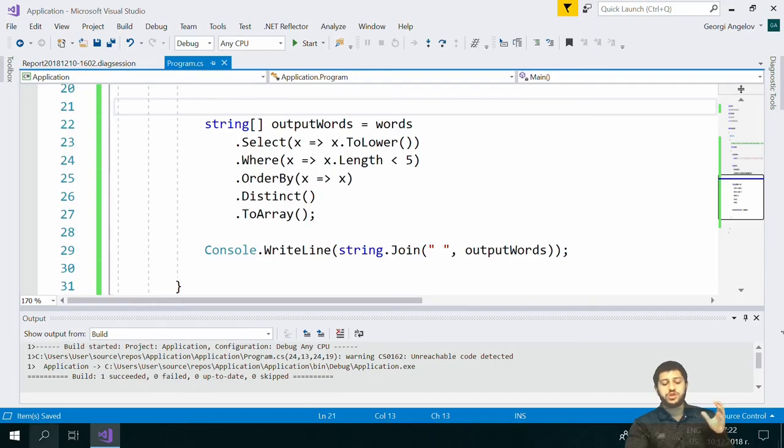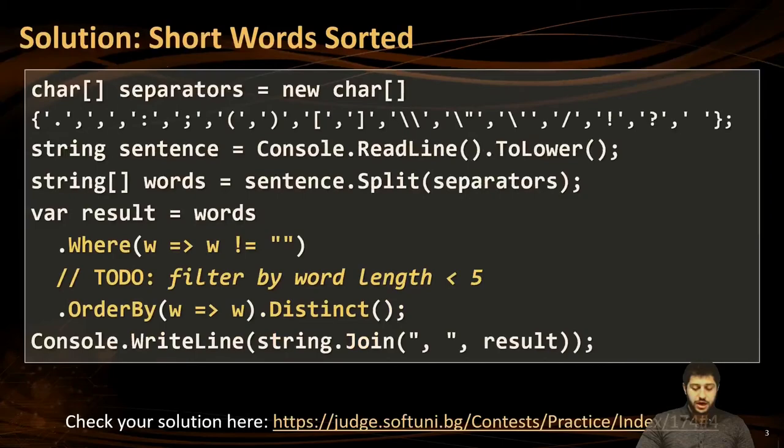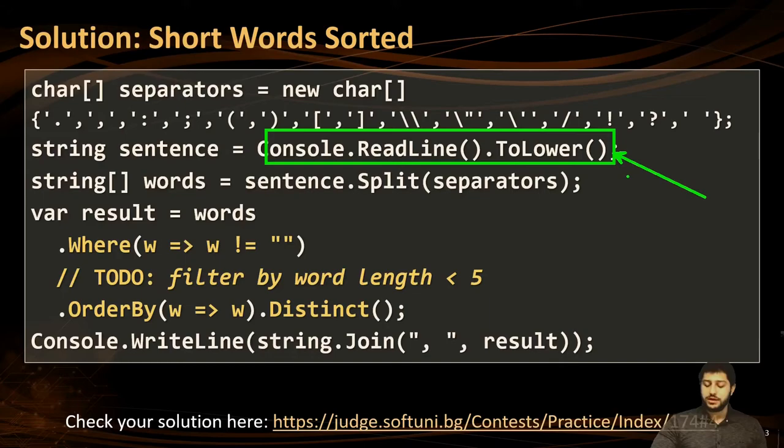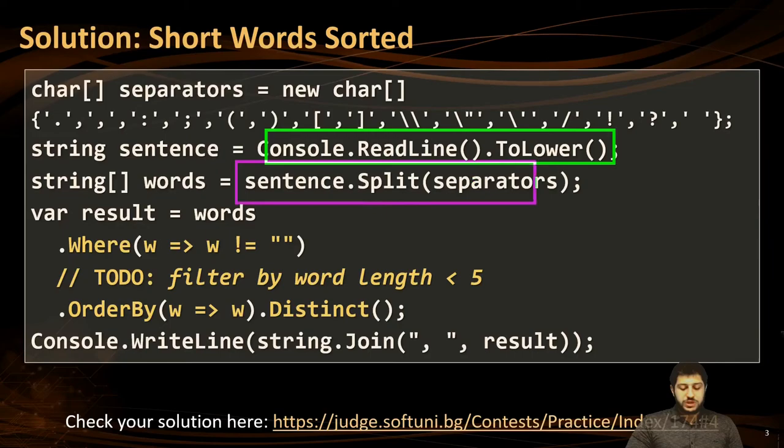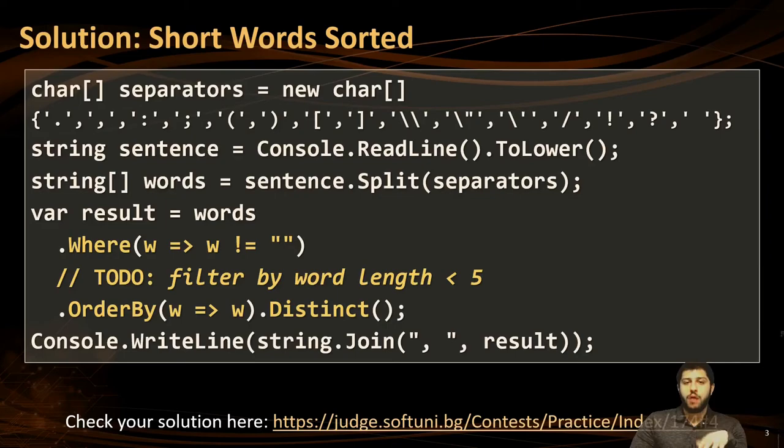Okay, and as you can see here, the solution is pretty straightforward and it's also the same as ours. So we have the delimiters, we have the read line, and by the way, this is a much more efficient way to lowercase the input, just say dot lowercase, instead of using the morphing function. And we split them and we do our thing. So we filter by word length and then take the distinct words in order. Finally, output them. This is how we solved the problem here. It's almost the same as our solution.